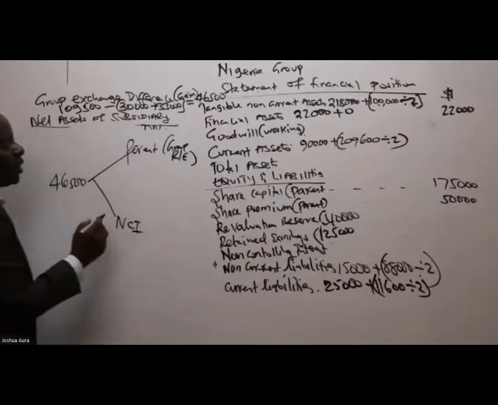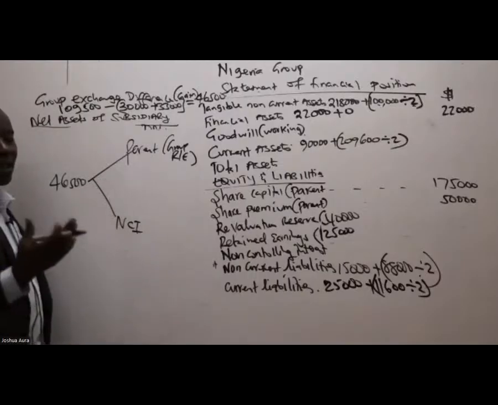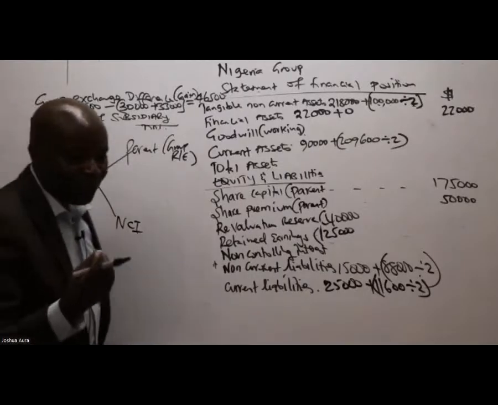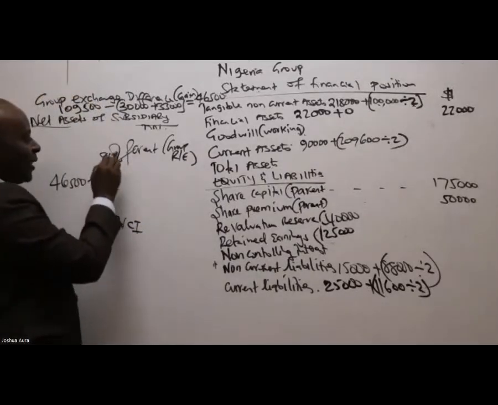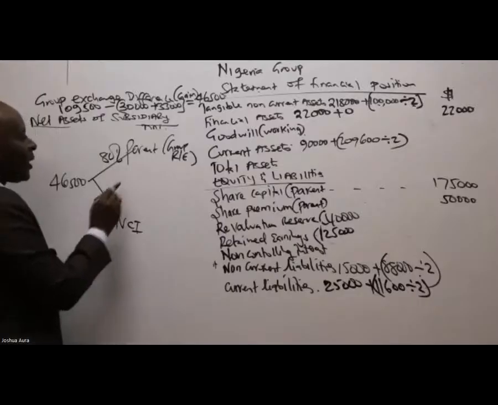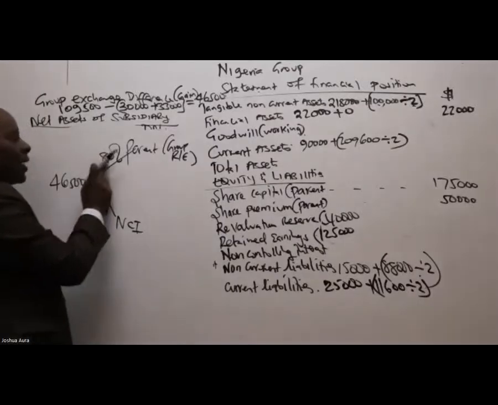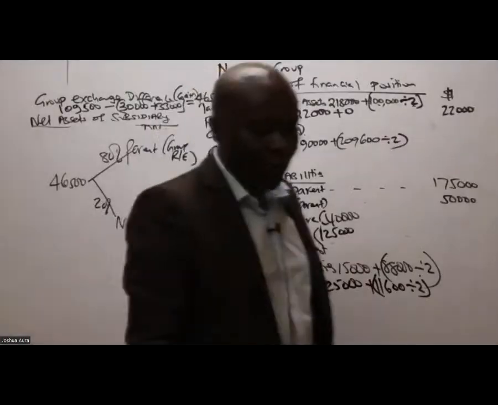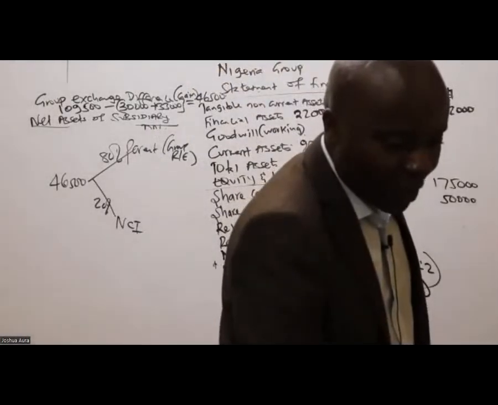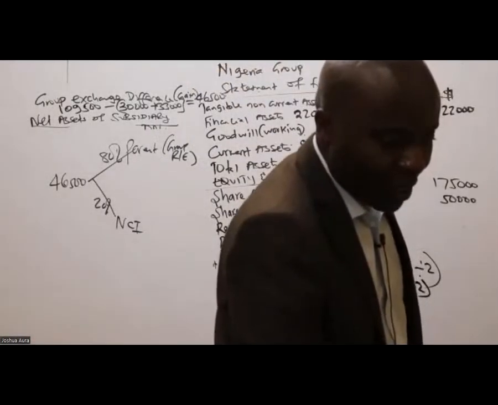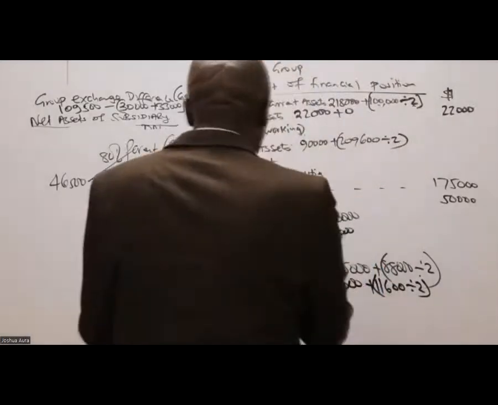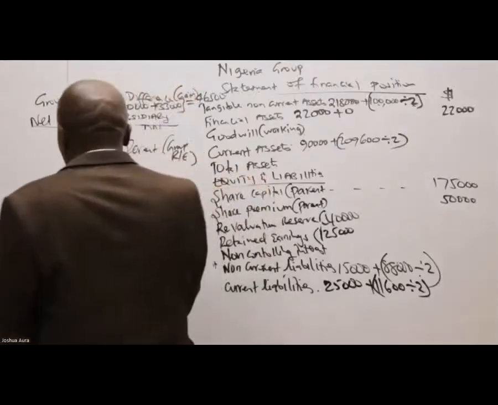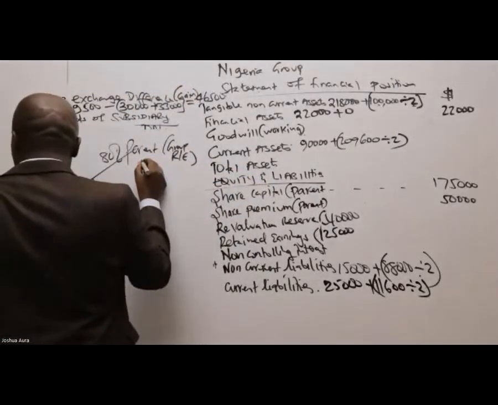So the question is, do you know the parent's percentage? It was 80%, isn't it? And NCI was 20%. And I can see this student telling me 46,500 times 80%. I can see they have already given me the figure. What figure is it? The parent is 37,200.